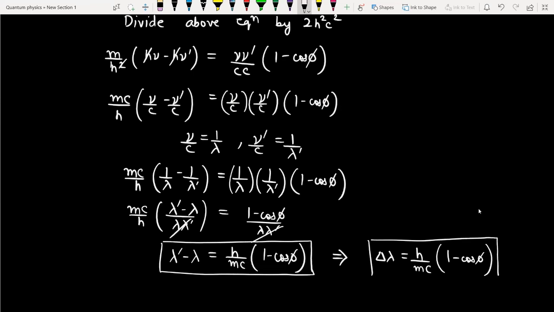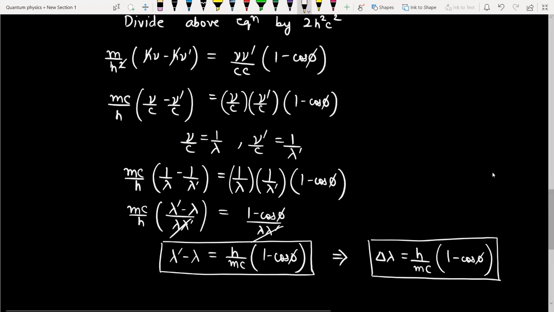So this is the final expression for the shift in the wavelength, where this h over mc is a constant, and we call this h over mc the Compton wavelength. And what is this angle phi? Go back to the diagram.